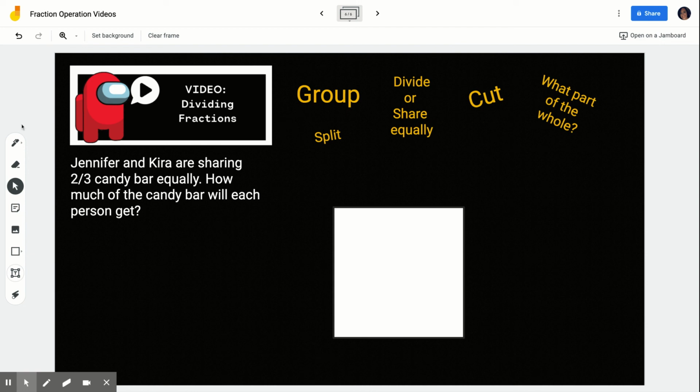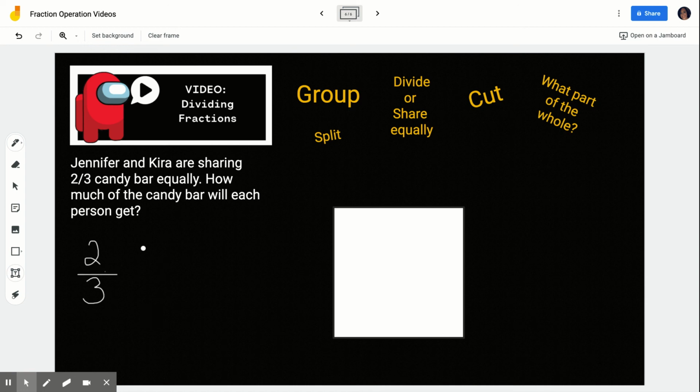So in this example problem, it says Jennifer and Kira are sharing 2/3 of a candy bar equally. How much of the candy bar will each person get? So first thing I need to do is decide, what is this problem asking? Like, what information, what quantities are given, and what is it asking me to do? So I know that Jennifer and Kira are sharing just 2/3 of a candy bar. So not the whole candy bar, just 2/3 of it.